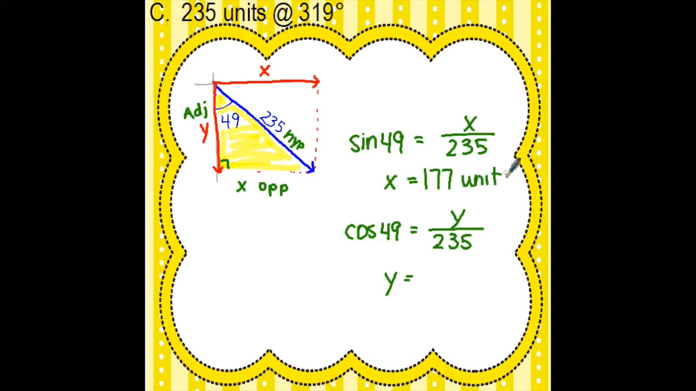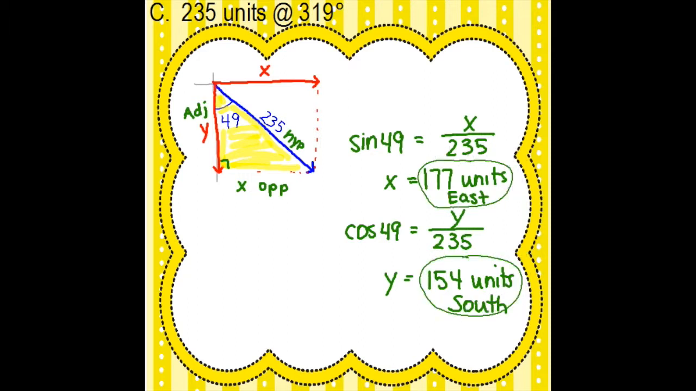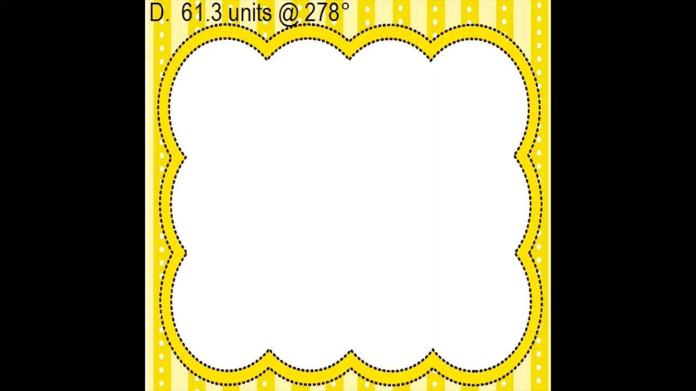And I look at my diagram for direction. X points to the east and y points to the south. 278. That's just a hair past the 270.